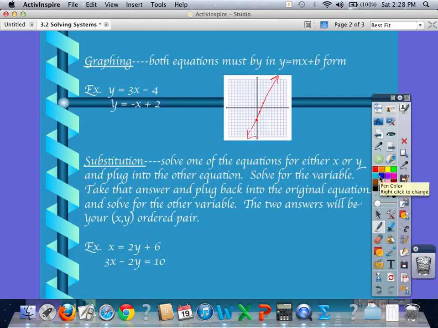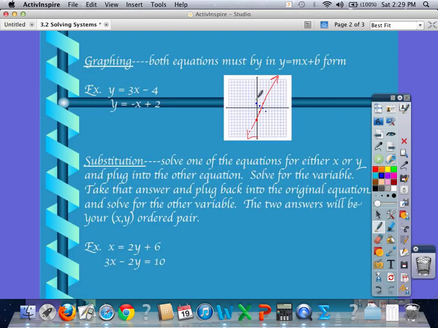Alright, and the second line says y is equal to negative x plus 2. That tells us that it's going to be shifted up 2 and a reflection because of that negative. So it's going to be shifted up 2, and the slope is going to be going down 1 over 1.